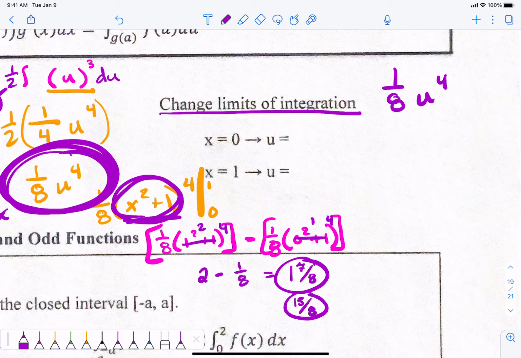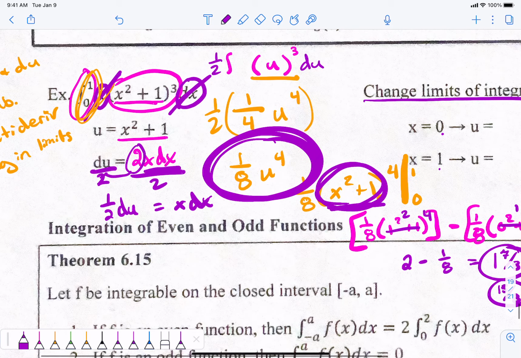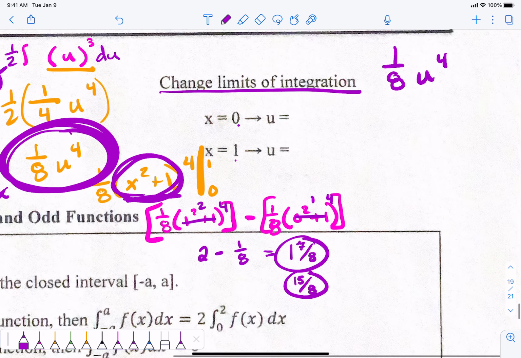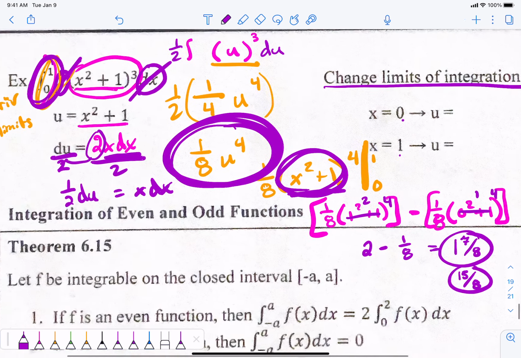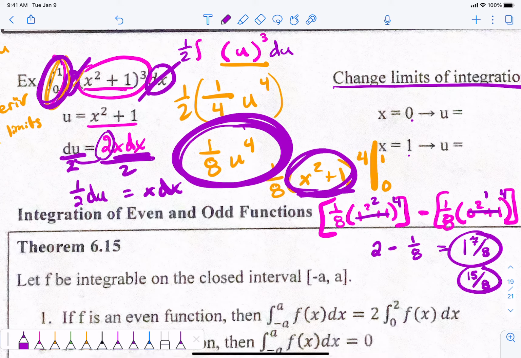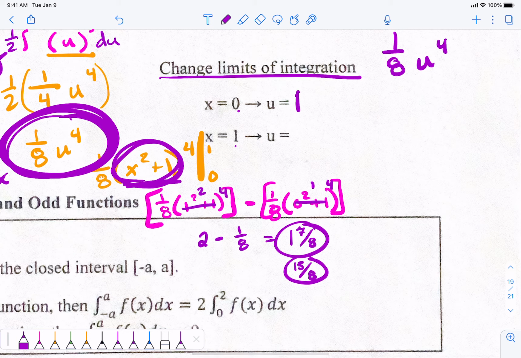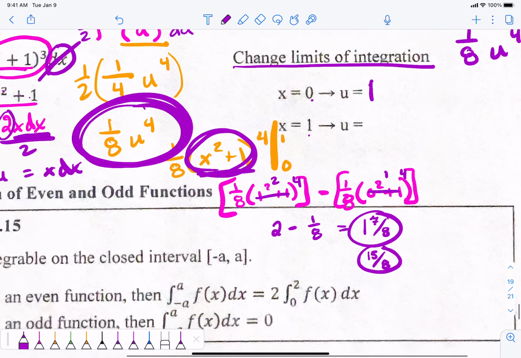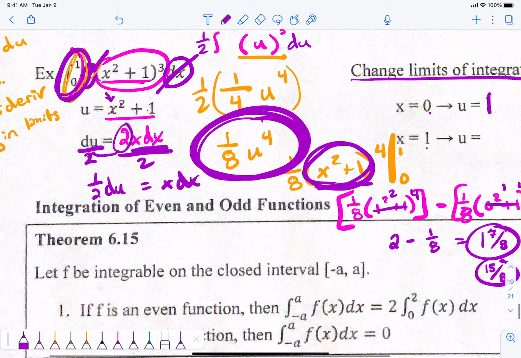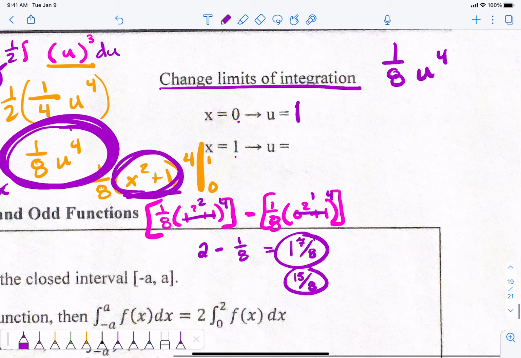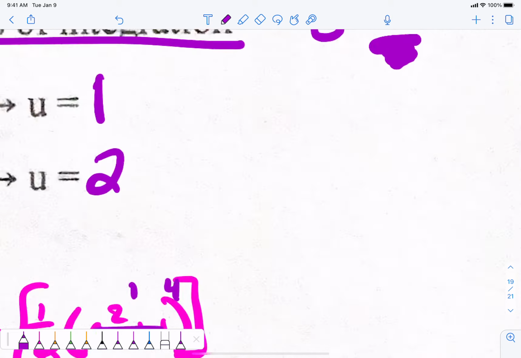I'm going to say if x is 0 and x is 1, which is what our limits were here, I'm going to plug them in and find what u would be, right? You see what I'm saying? If I plug 0 in, 0 squared plus 1 would be 1, right? U is 1. It's like taking these numbers and plugging them into the u formula to change everything to u's. So if I plug 0 in, I get 1. If I plug 1 in, you get 2.